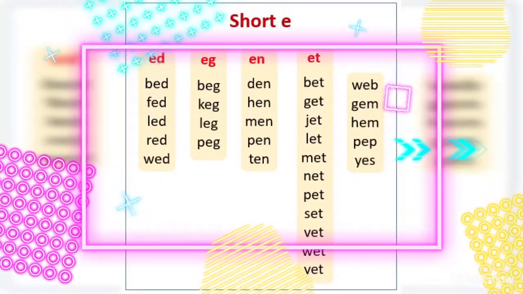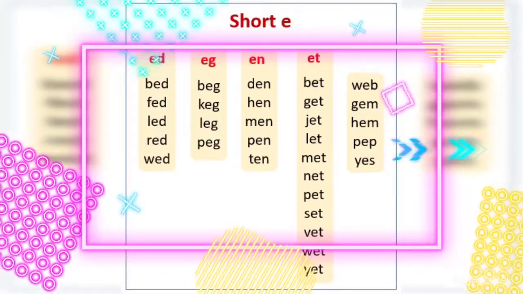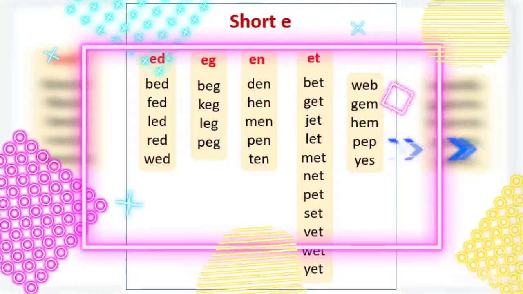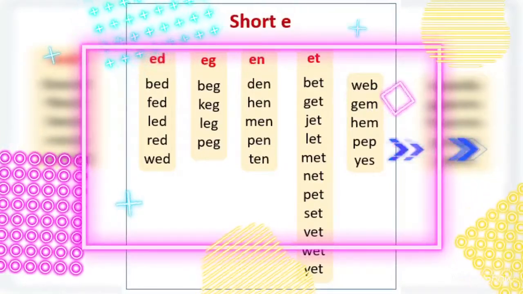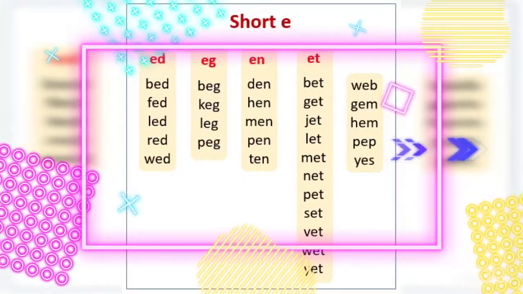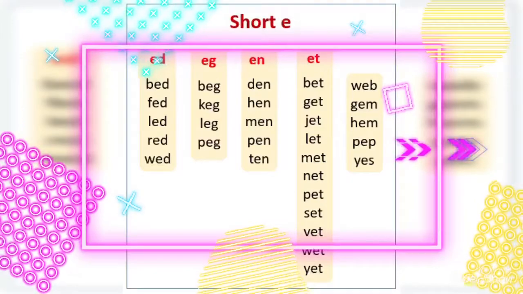In and hen have the same short vowel and the same ending sound. Then and hen are rhyming with each other, and they have the same short vowel and the same ending sound. It's rhyming.